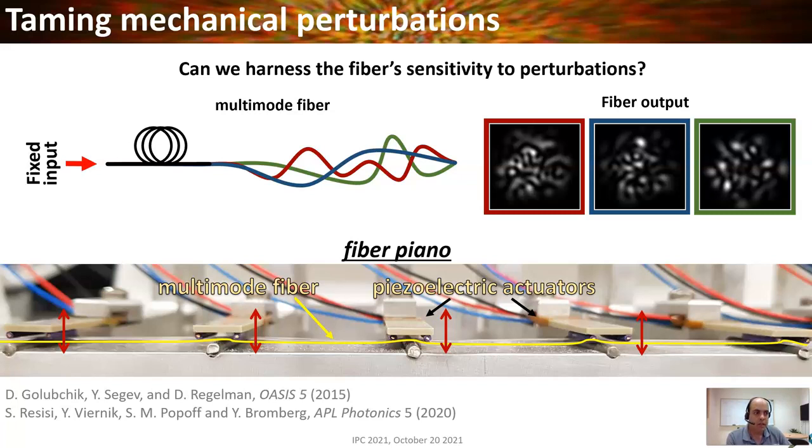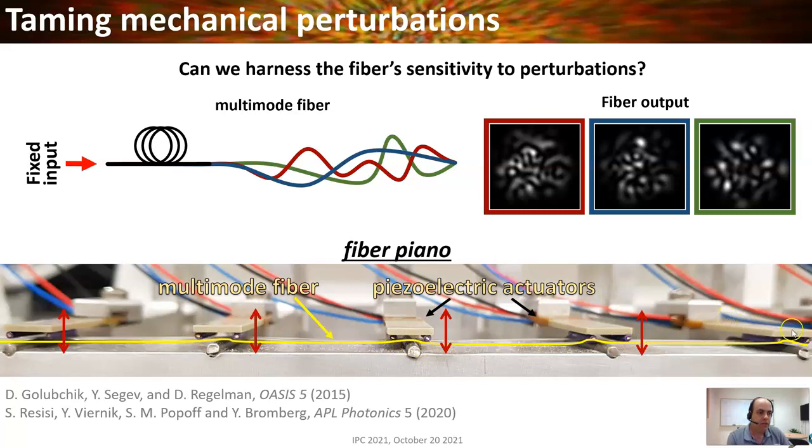We did this using what we call the fiber piano depicted here. What you can see here is an array of computer-controlled piezoelectric actuators. Each one of these gray rectangles is our piezoelectric benders that can go up and down by applying a computer-controlled voltage to each and every one of these piezos. The piezos press on a multimode fiber that runs below them, depicted here in this yellow line.